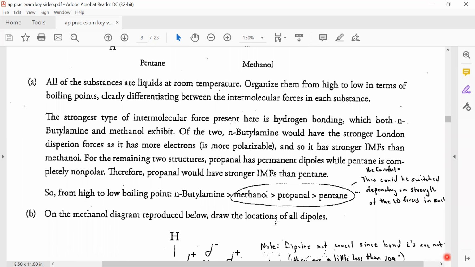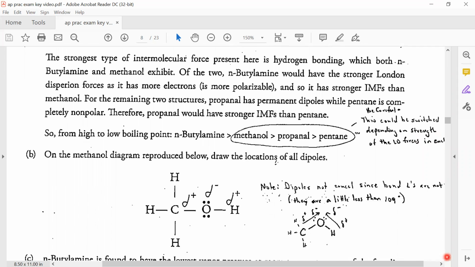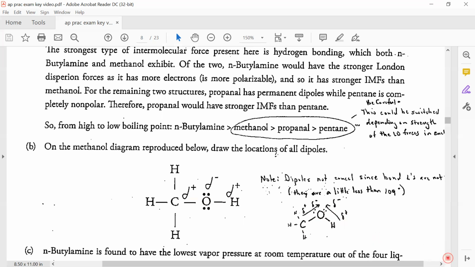Let's see. On the diagram, it says methanol. You're supposed to draw the dipoles. And again, the oxygen-hydrogen dipole is pointed like this. Now these dipoles look like they cancel out, but they don't, because this is really a tetrahedral shape. You have a 109-degree bond angle, so it actually looks a little bit more like this. I just thought I'd clarify that to make it clear.